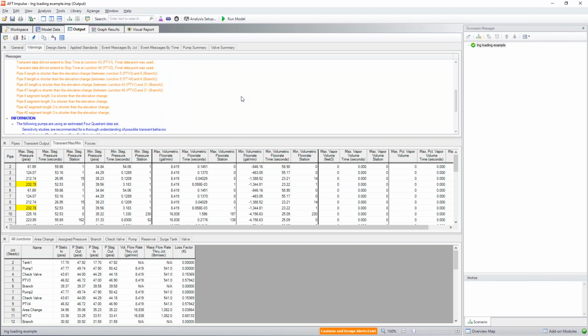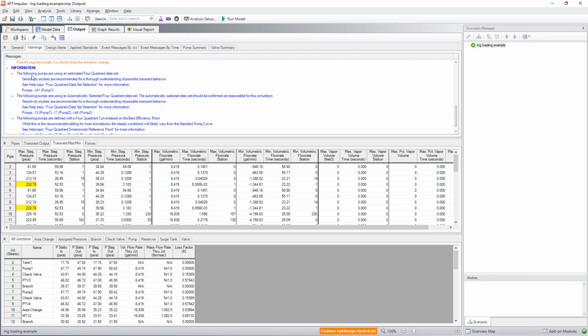Impulse will give you several cautions according to the system that you're working with, telling you informational messages, such as where you're operating on a 4-quadrant curve, behavior, how you're operating from your BEP, etc.